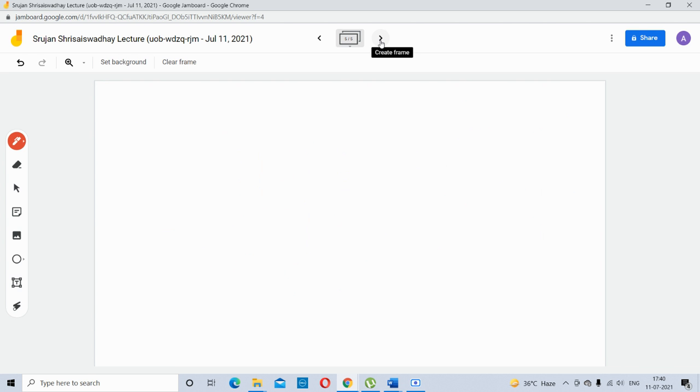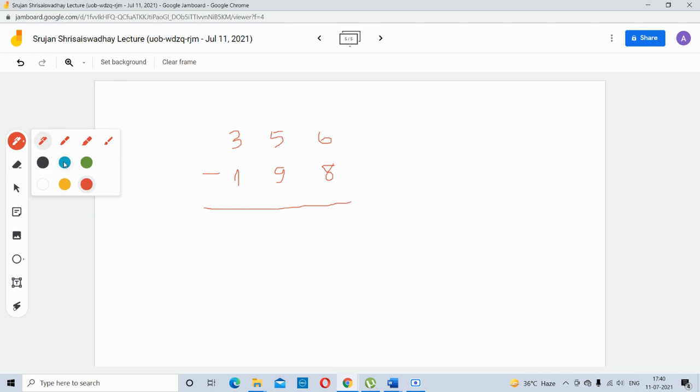Let us consider the example for this one: 356 minus 198. So you want to do this by a digit separation method. So what I'll do is use the digit separation method.